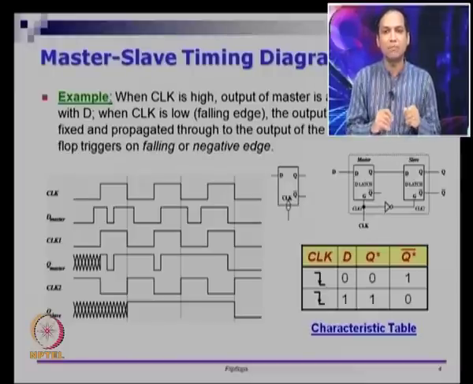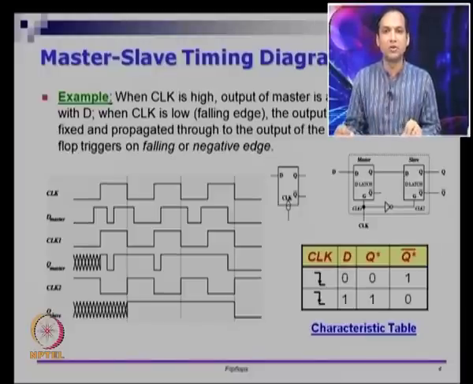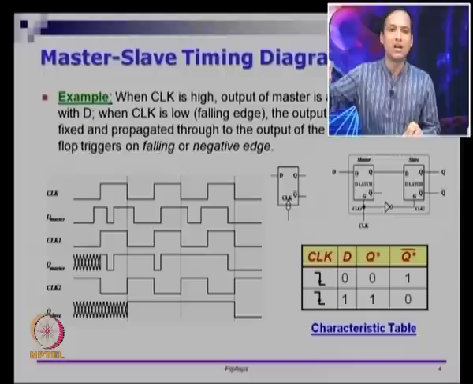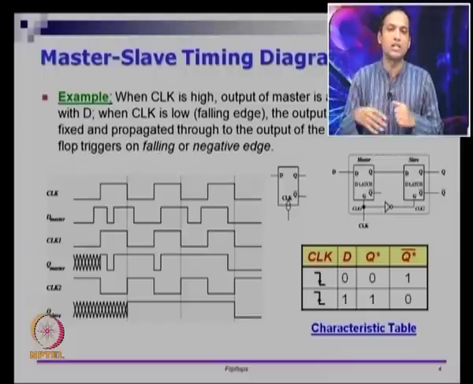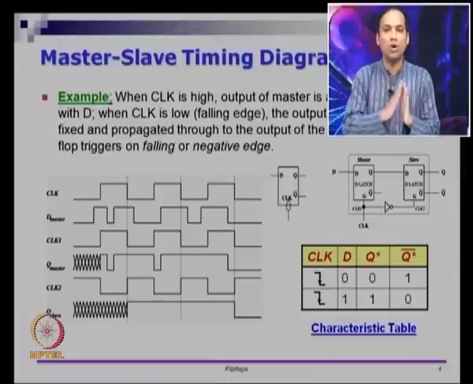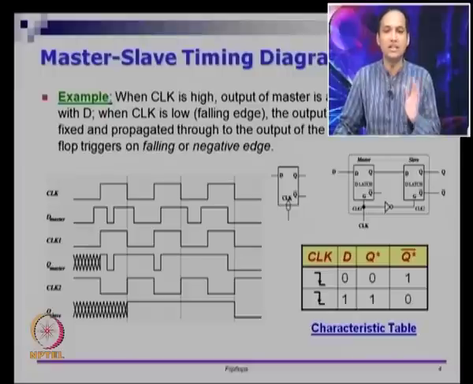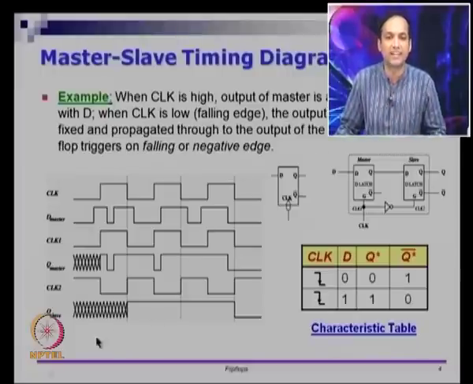Once the negative edge happens of CLK signal, then CLK will remain at 0, CLK will come back to 1 and remain at 1 and then again go back to 0, right. That is the periodic nature of CLK. During all these periods, any change in D will not reflect as change in Q of the circuit. This is my claim. So, let us validate that.